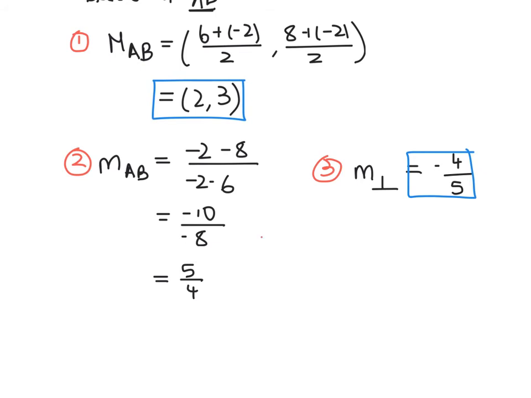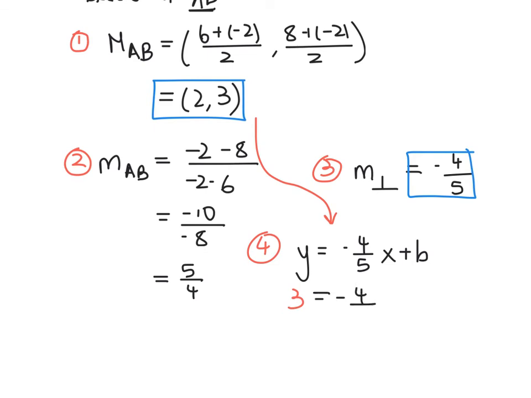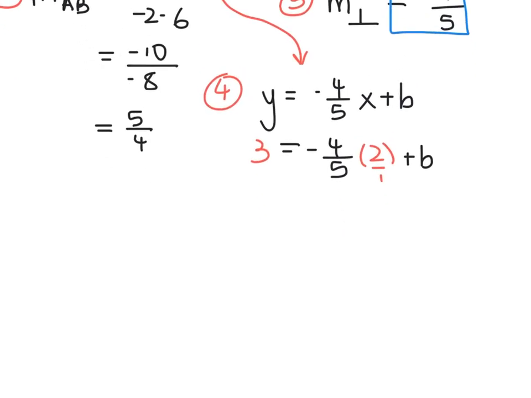And now we can go to step 4, which is finding the equation. So I'm going to use my slope first. Just going to plug that in. And now I can plug this point in for x and y as well. So 3 for y, and then 2 for x, which if you want, you can write as 2 over 1 for the multiplication of the fraction. And now we just simplify and isolate for b. So negative 4 times 2 is negative 8. 5 times 1 is 5.